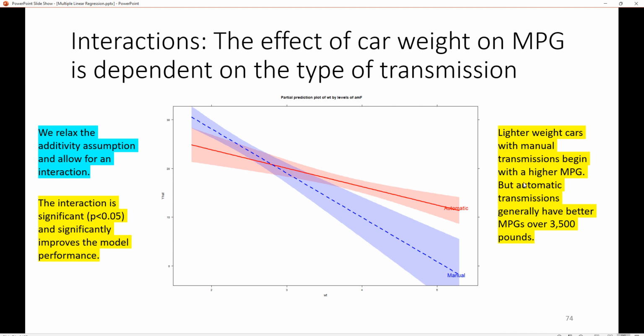begin with a higher miles per gallon, but automatic transmissions generally have better MPGs over 3,500 pounds. Those cars that you see over 3,500 pounds are usually more of the luxury models, and so they might have things added to how the cars were built that gives you that lower miles per gallon.